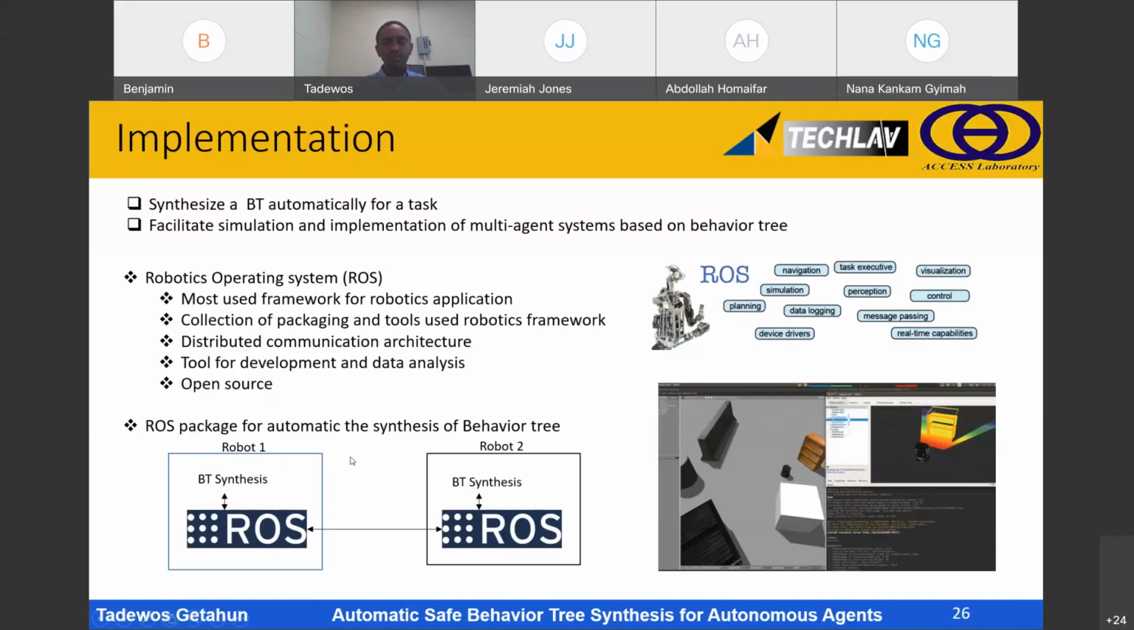Our idea is we have robots here. We can see robot 1 and robot 2. Both of them will have the BT synthesis algorithm, and based on the task, if there is a need for collaboration, they will collaborate using a ROS topic.